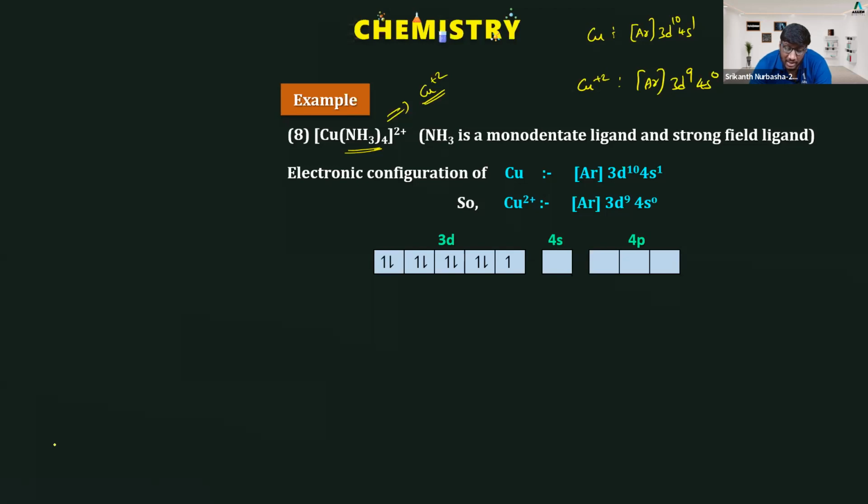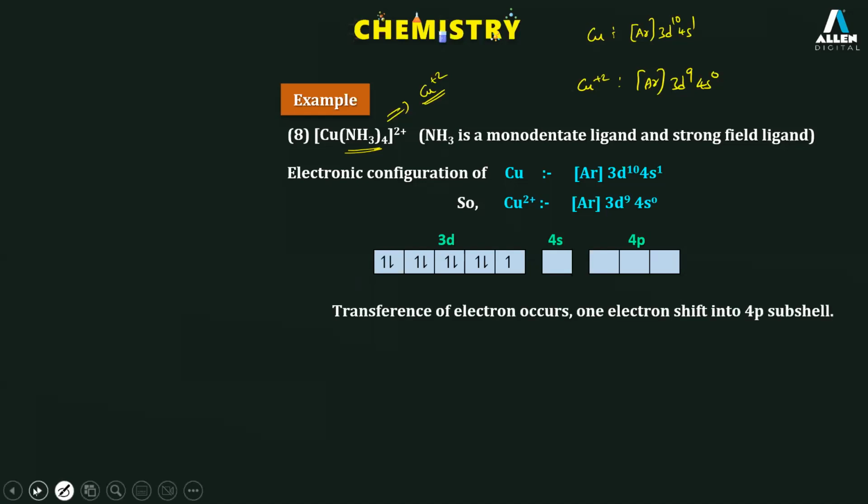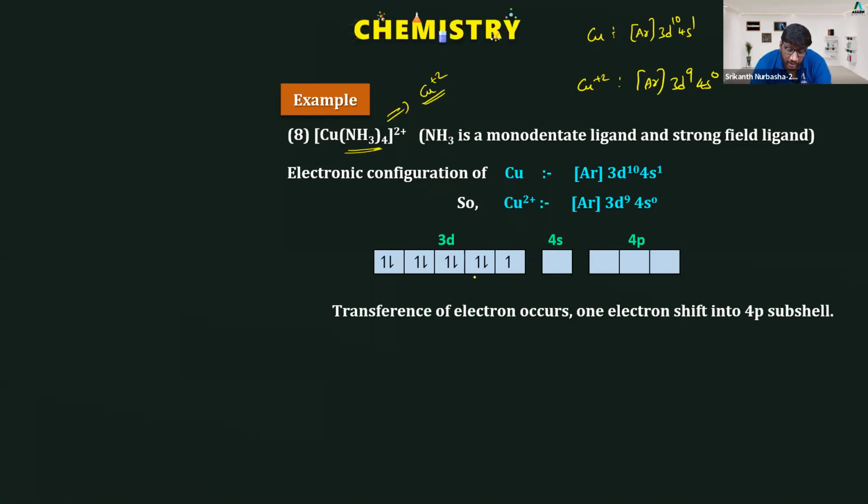NH3 is what type of ligand? Monodentate ligand and strong field ligand. Is there a possibility of pairing here? No, sir. No possibility. So now what is going to happen?